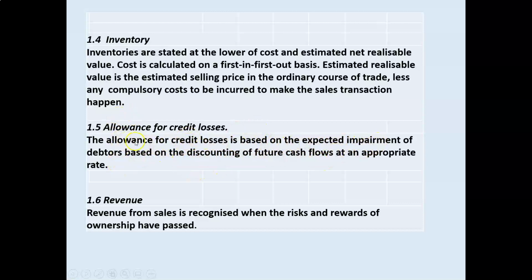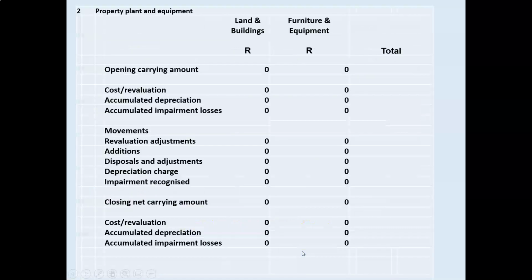You know that you have to write this. Your note didn't look exactly like this one. You would have said that the allowance for credit losses is created each and every year based on 5% of outstanding debtors or 10% or whatever it is. Revenue. Revenue from sales is recognized when risks and rewards of ownership have passed.